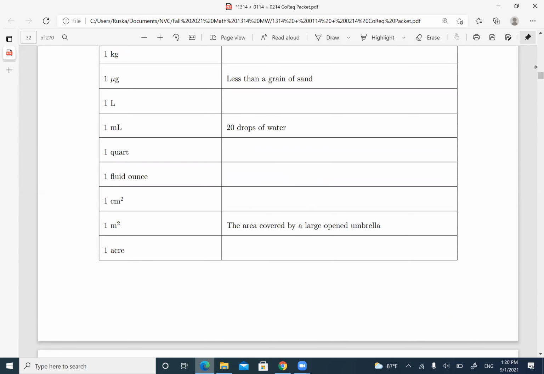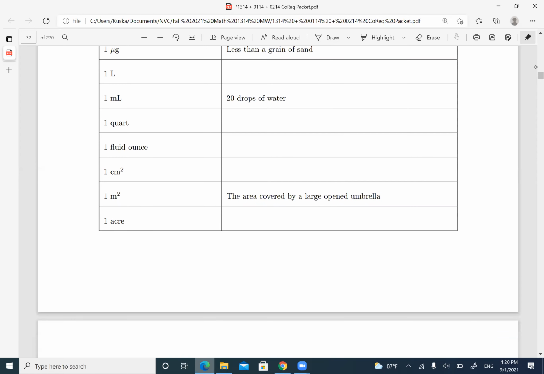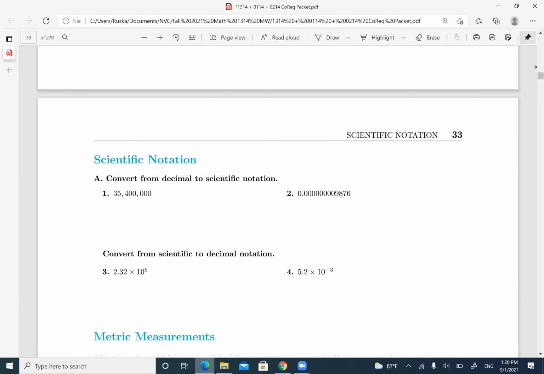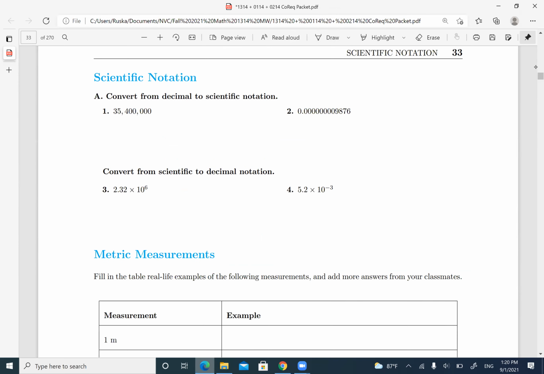They give you some examples. 1 square meter is the area covered by a large opened umbrella. Okay, so you can think about examples or look it up online for all these different measurements, to get a real idea what this actually means. Okay, so we can do that in groups in a minute. Let's just finish the scientific notation here.